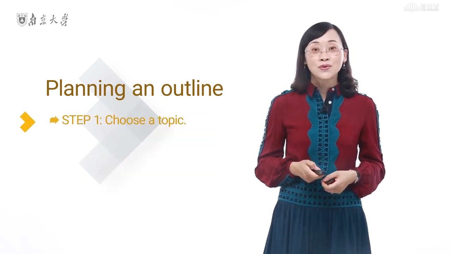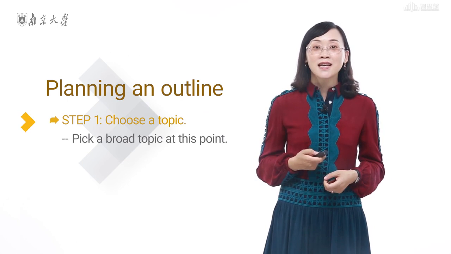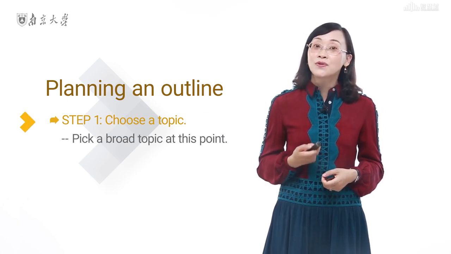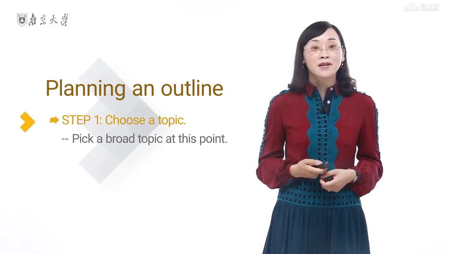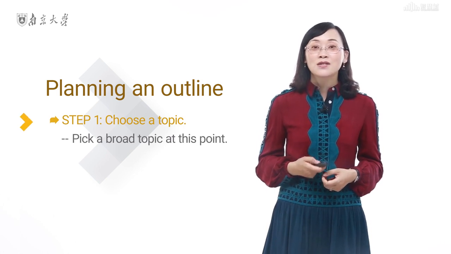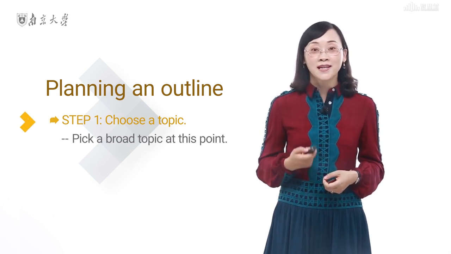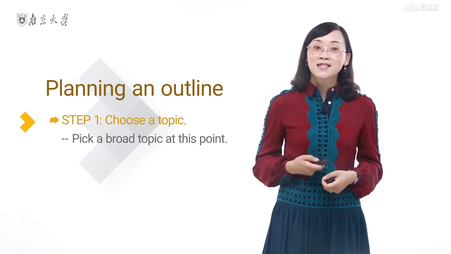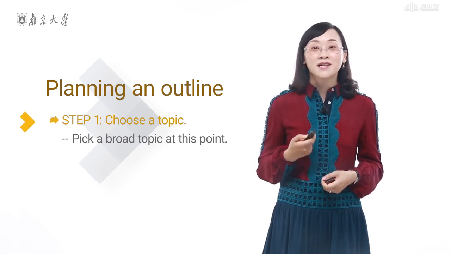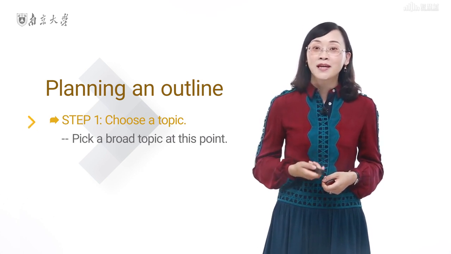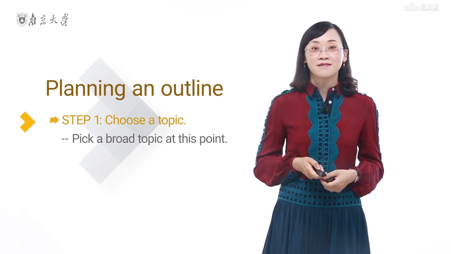Step 1. Choose a topic. Outlines help you organize your thoughts before you start writing, but what is the topic of your writing project? It's alright to pick a broad topic at this point. The process of constructing the outline might help you narrow down your topic to be specific.